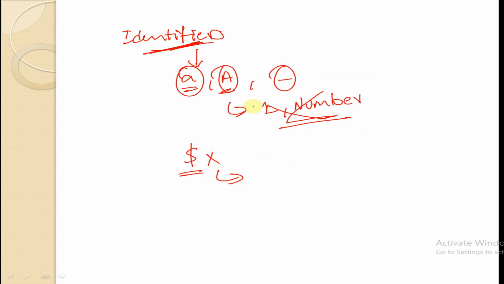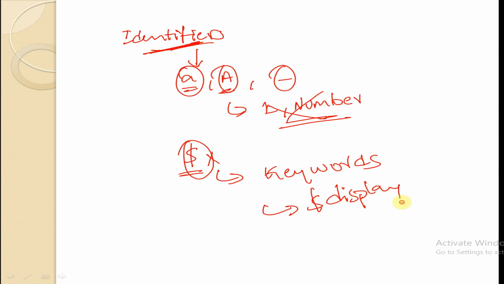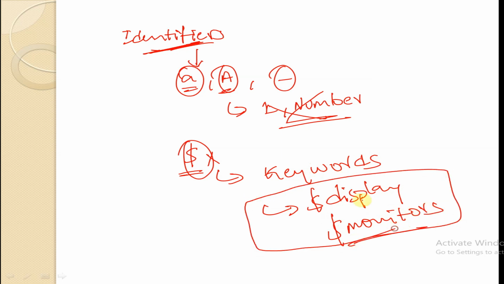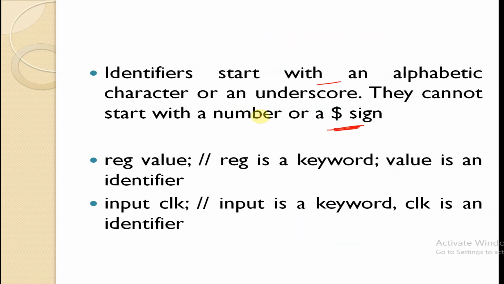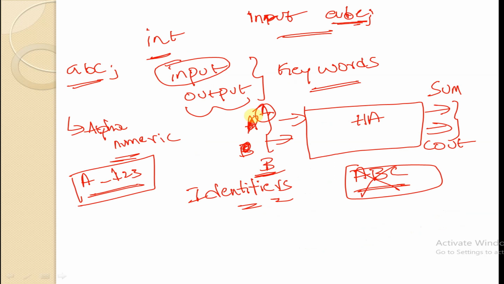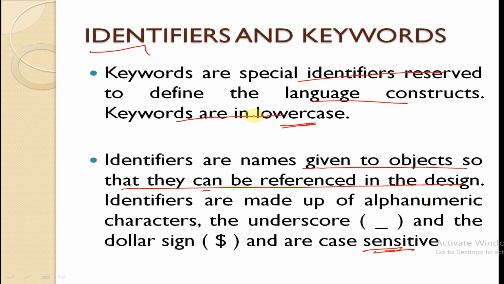We will discuss in upcoming videos the identifiers which start with a dollar sign. These are special types of keywords, like dollar display and dollar monitor, which are system functions. So we cannot declare identifiers which start with a dollar sign or a number. This is about identifiers and keywords. Is this clear for everyone? So these are the identifiers and keywords in Verilog.